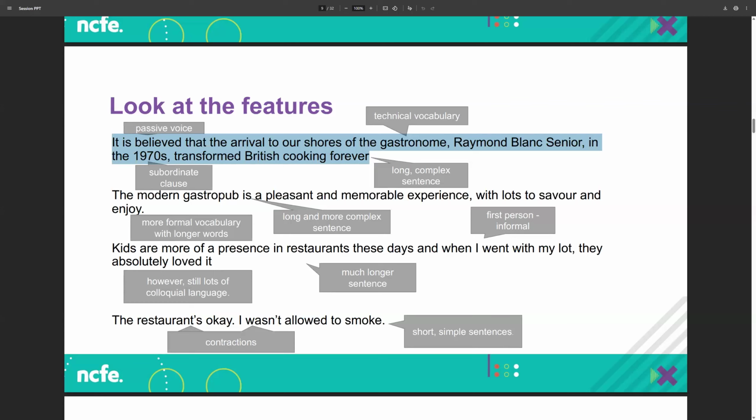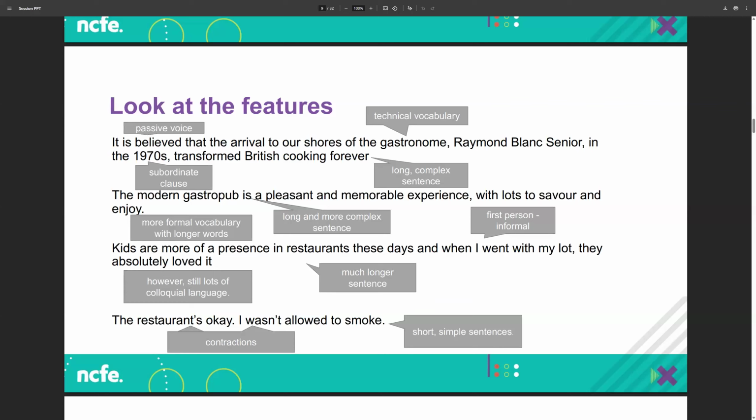Long, complex sentences usually have also a subordinate clause. Now, I'll explain what a subordinate clause is, right? It's basically something that is dependent on the rest of the sentence. So it doesn't make any sense unless you have it in the sentence. If you just say in the 1970s, it doesn't have any relevance. It doesn't mean anything.